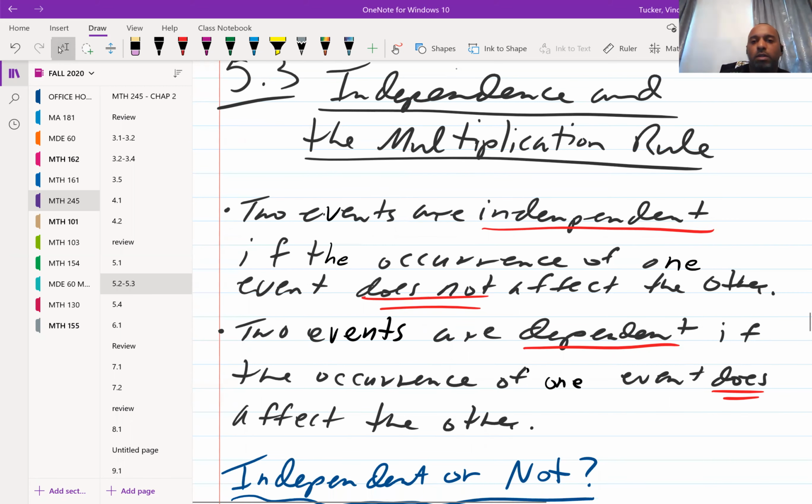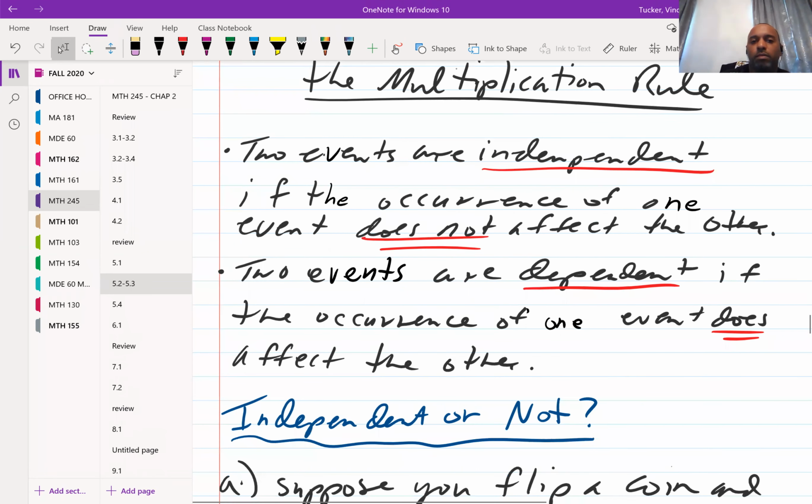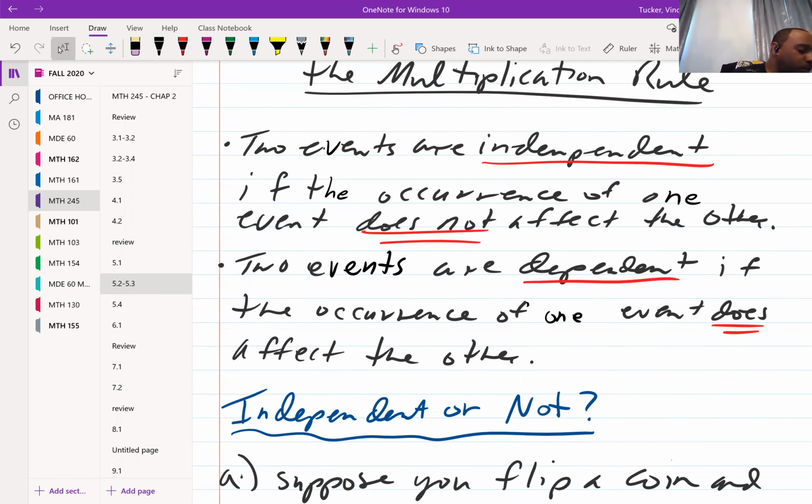All right. So the next exercise, we're going to look at a couple of events and make sure we can determine whether events are independent or not. Once again, independence and dependence is dictated by whether one event affects the probability of another one occurring.